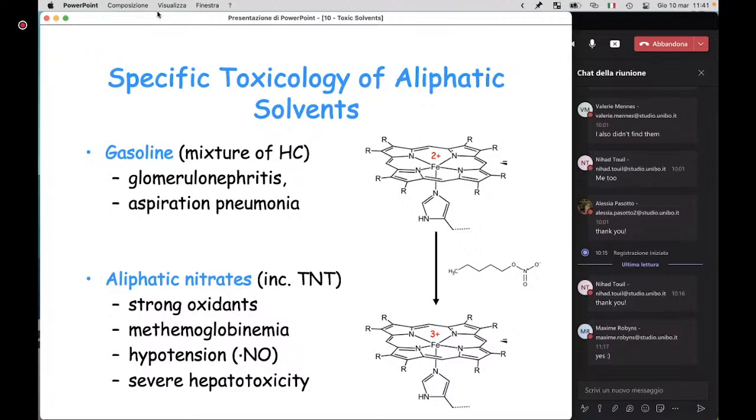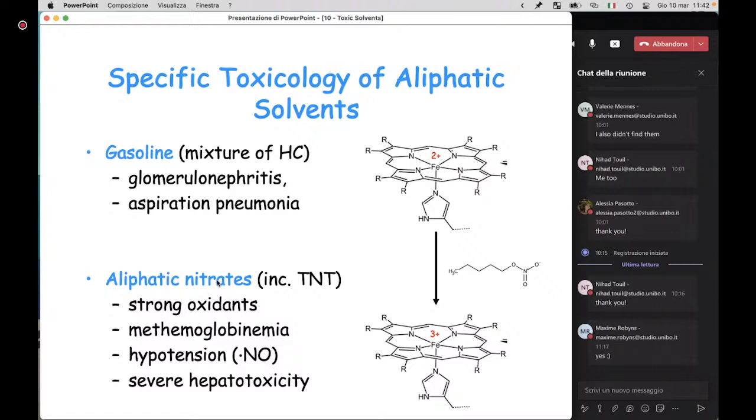Another important kind of specific toxicity is the toxicity of aliphatic solvents. Aliphatic means that they are unsaturated hydrocarbons, okay, or they contain unsaturated hydrocarbon parts. For example, gasoline, which is a mixture of aliphatic solvents, of aliphatic compounds that are liquid, of course, so they are also solvents, can cause glomerulonephritis and aspiration pneumonia. This means that if you, for any reason, inhale a lot of this volatile liquid, okay, it can cause pneumonia.